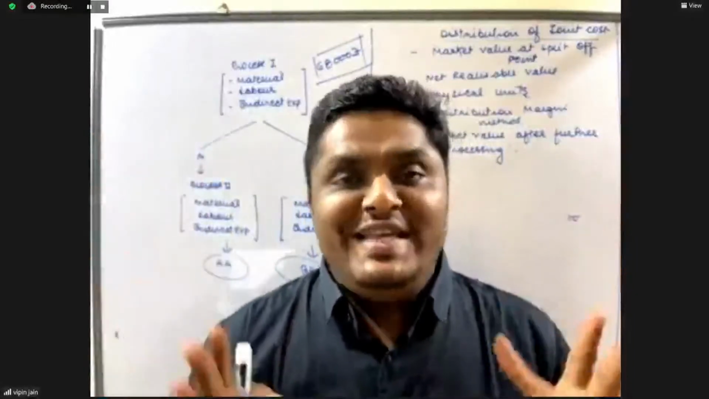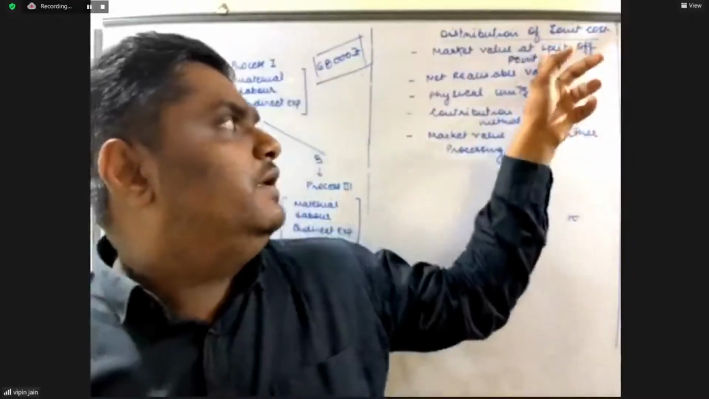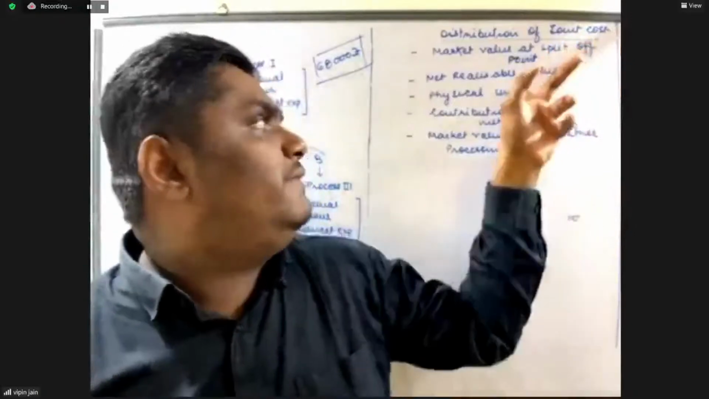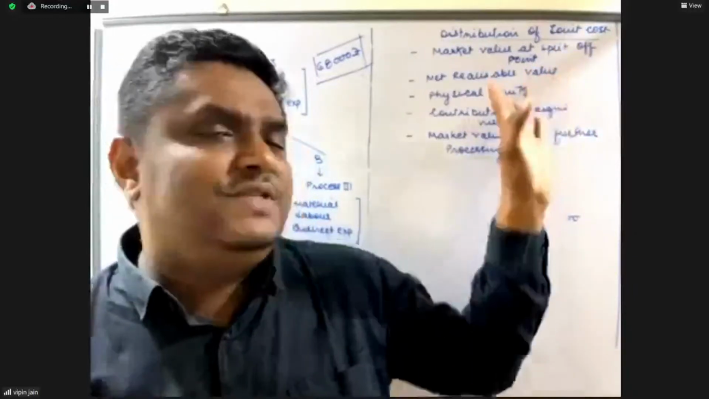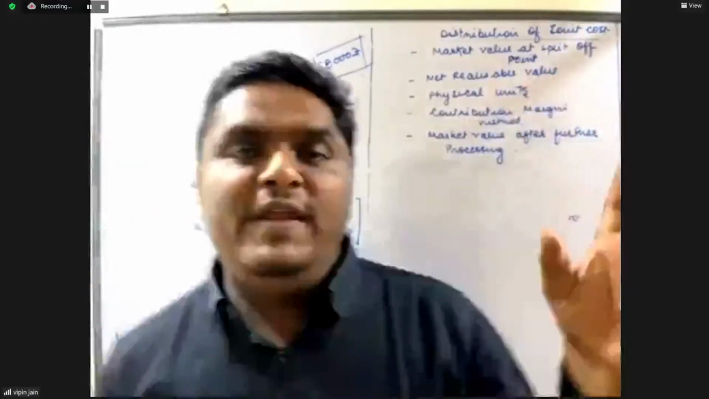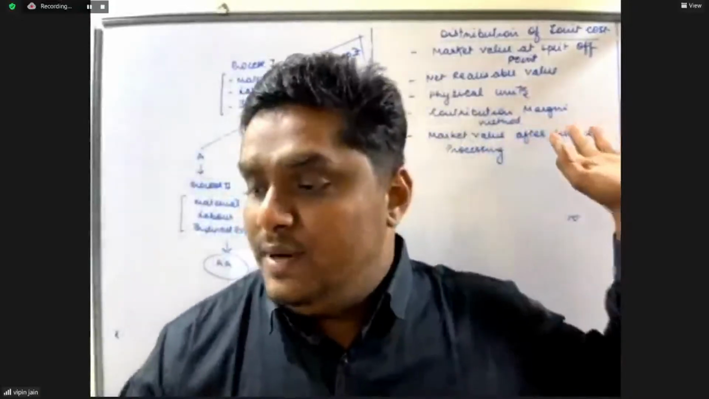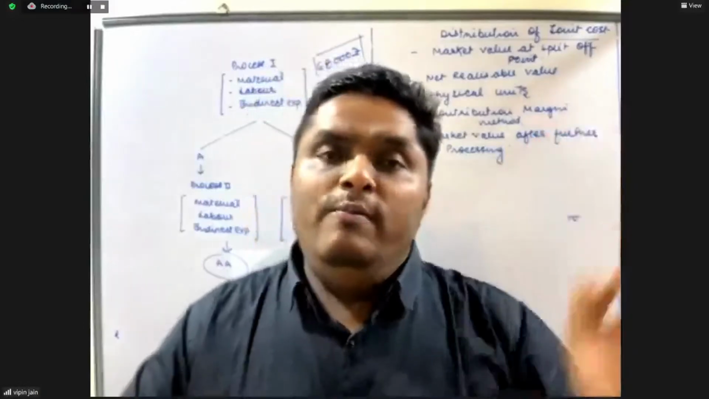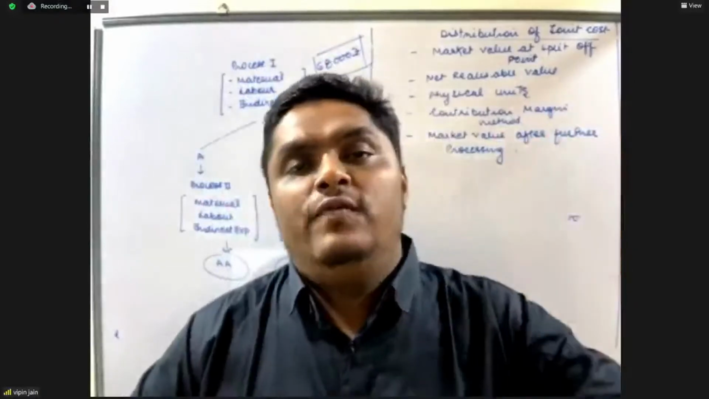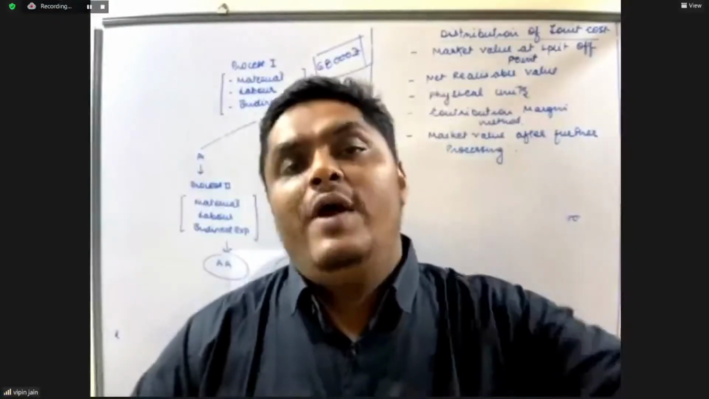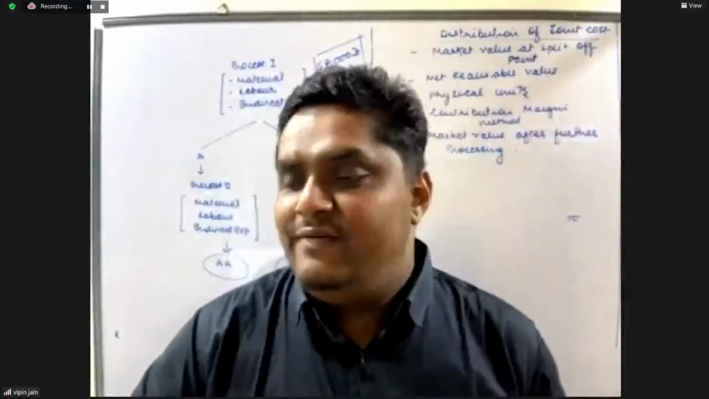But if the question is silent, then first priority will be market value at split off point. If this value is not available, then we'll apply net realizable value method. If this method cannot be applied, then physical units method. Apart from this, if any information is given in the question as regards fixed cost and variable cost, then contribution margin method will apply. So the thumb rule is, if instructions are given, follow them. But if the question is silent, this is the best approach to follow, as I have discussed.